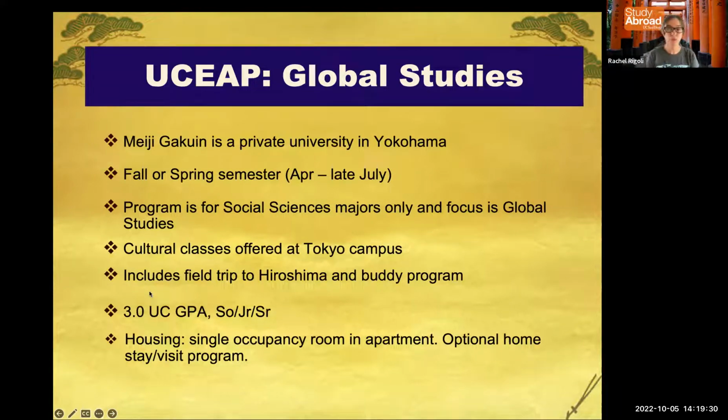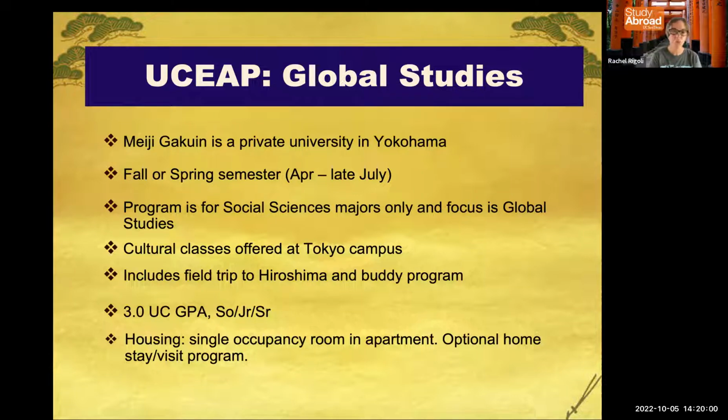Global Studies through UCAP is a special focus program. The Global Studies program is connected to Meiji Gakuin University, which is in Yokohama, and Yokohama is not very far from Tokyo. We offer a fall and spring semester program, and the fall semester aligns well with our quarter here at UCSD. It's just longer. You're going to be in Japan for a semester length, but you will be back in time for winter quarter. And then obviously the spring semester aligns with our spring quarter and goes into the summer.